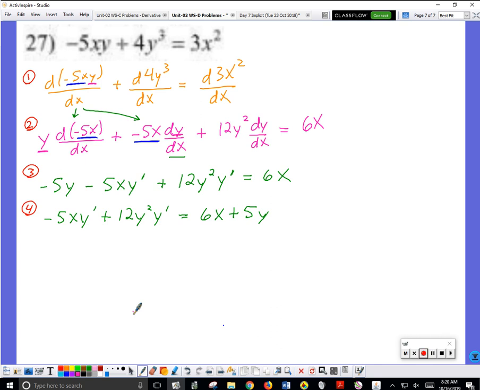Keep going. Factor out the y prime. Divide.